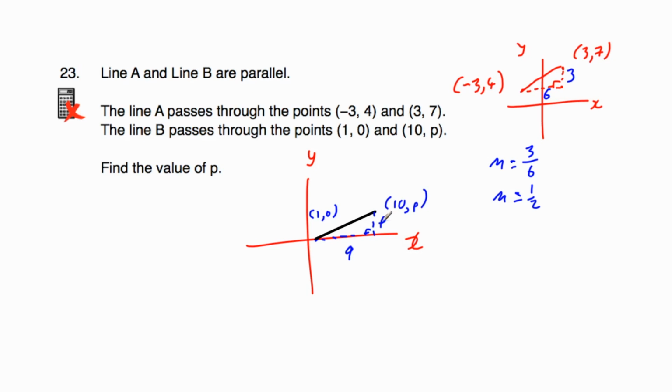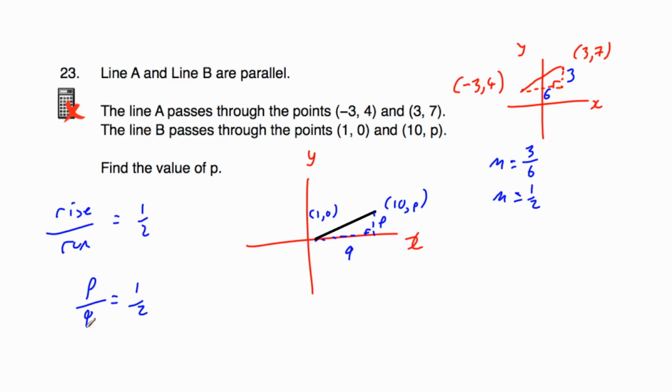So that means that our gradient, rise over run, is equal to a half. So let's write that down. The gradient, rise over run, is equal to a half. Here we've got our rise, which is p, over our run, which is 9, is equal to a half. So we've got p divided by 9 is equal to a half.